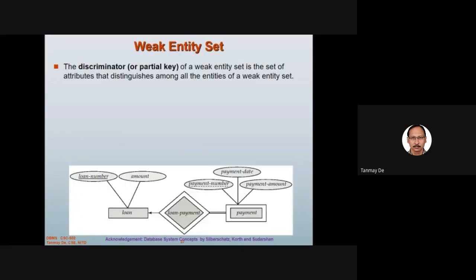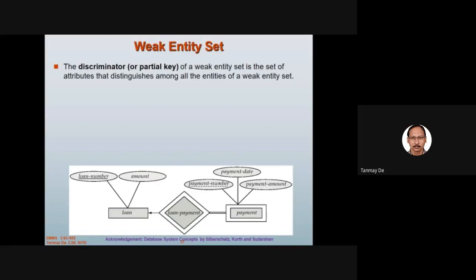Discriminator of a weak entity set is the set of attributes that distinguish all the entities in the entity set. So here you can try to understand the payment entity set. All the entities are distinct. How do we identify them? By the payment number. But still it is not a primary key.